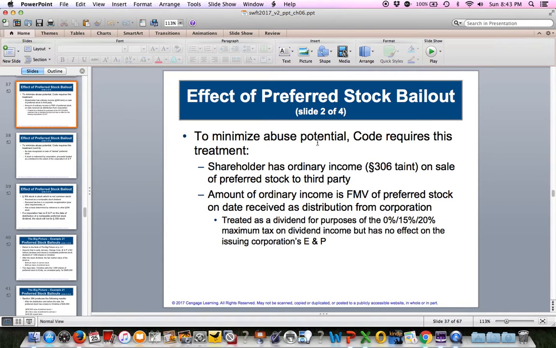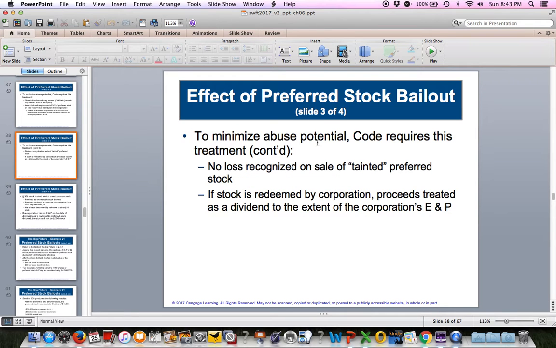To minimize abuse of this, and of course then minimizing taxes, the code requires treatment. The shareholder has ordinary income on sale of preferred stock to a third party, and the amount of ordinary income is the fair market value of the preferred stock on the date received as a distribution from the corporation, treated as a dividend for the 0, 15, 20% tax on dividend income, but has no effect on the corporation's E&P, earnings and profits.